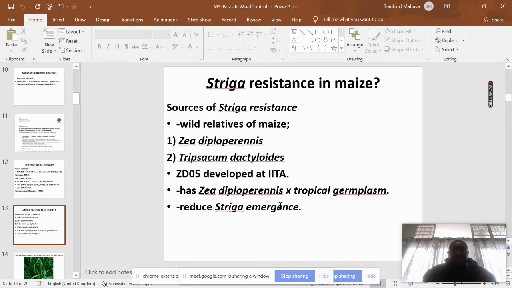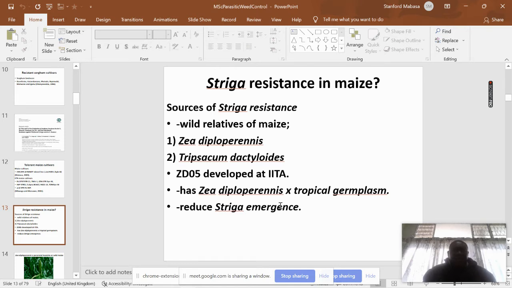Now, the question which has been asked by scientists is, is there any Striga resistance in maize? Because previously scientists were only targeting tolerance rather than resistance. So indeed, there are now some sources of Striga resistance.